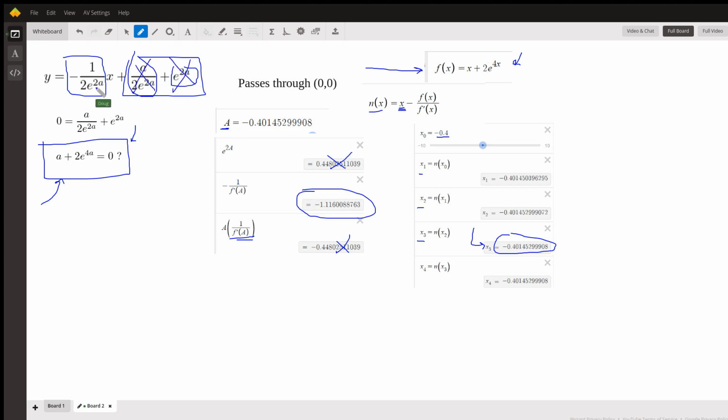So the equation of the normal line that passes through 0, 0 is y equals this value right here times x. And that's why your answer is negative 1.12x. Okay, again, there's other ways to find the value of a that make this equation true, but Newton's method's a good one.